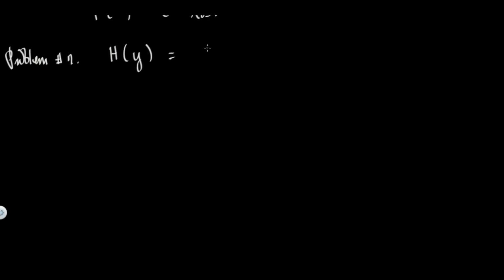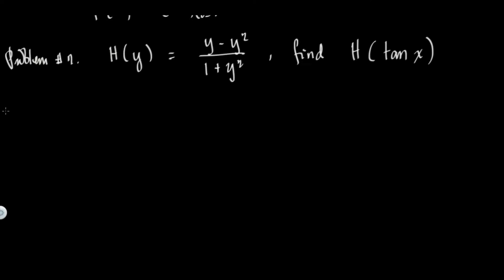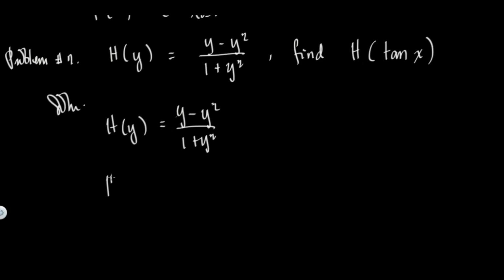So, ito na lang. H of y is equal to y minus y square all over 1 plus y square. Okay? Then find h of tangent x. So, for the solution, syempre, sabi ko nga, h of y is y minus y square all over 1 plus y square. So, what is h of tangent x?